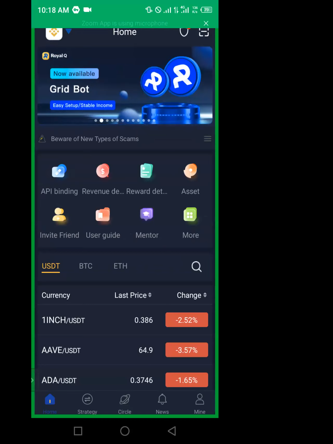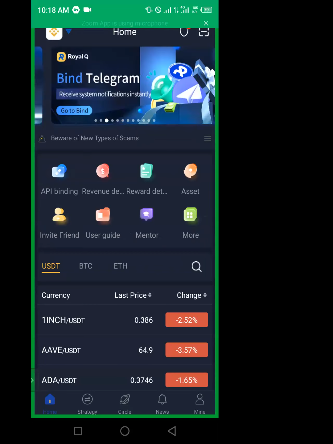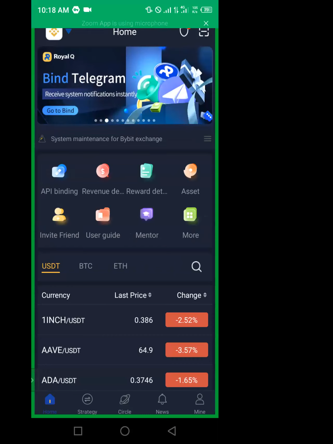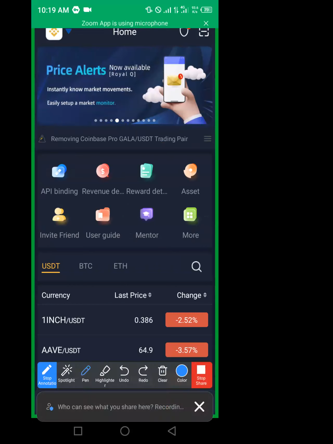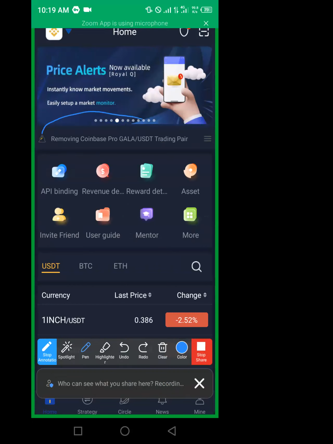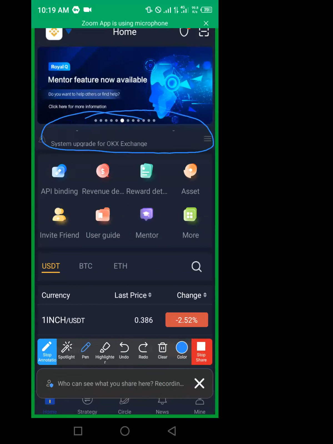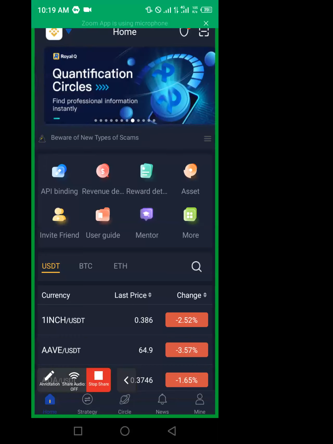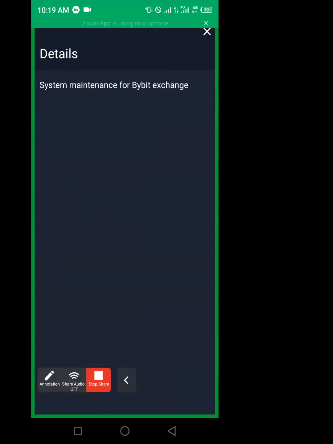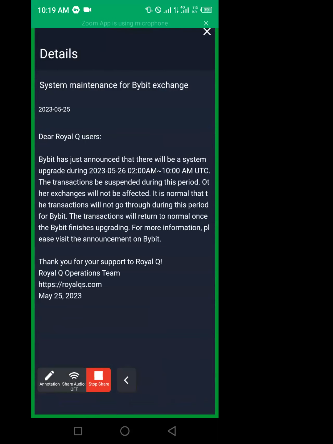So this is how the interface of the Royal Q application looks like. This is the interface, or we can say the home page. So many times when you come here, around here, there are always announcements. If you want to get some communications from Royal Q, they are always here. When you click here, you will always see those ones. And then you can just scroll down and look at one by one.